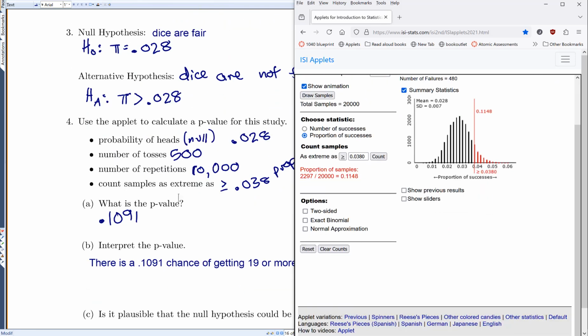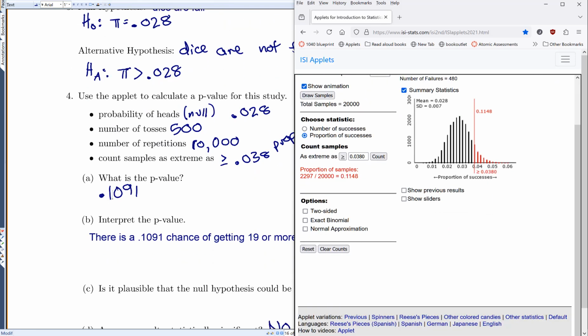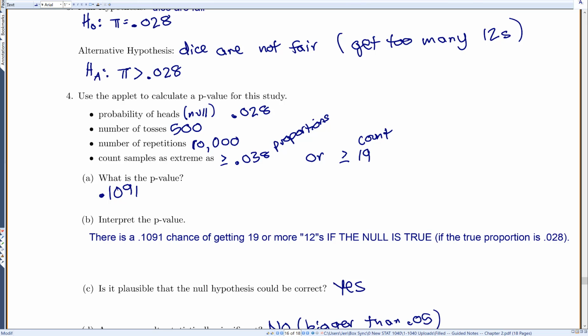Now you'll notice when I did it earlier, when the video was off, it was 0.1091. So we'll just leave it as 0.1091. You'll notice there is some difference because we are running a simulation, but we should be fairly close to each other. So my p-value is 0.1091. If I want to interpret it, I say something like there is a 0.1091 chance of getting 19 or more 12s if the null is true, that means if the true proportion is 0.028.